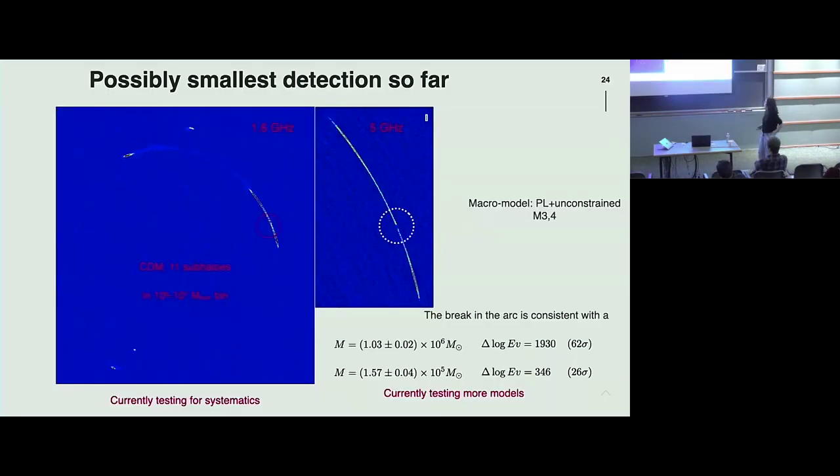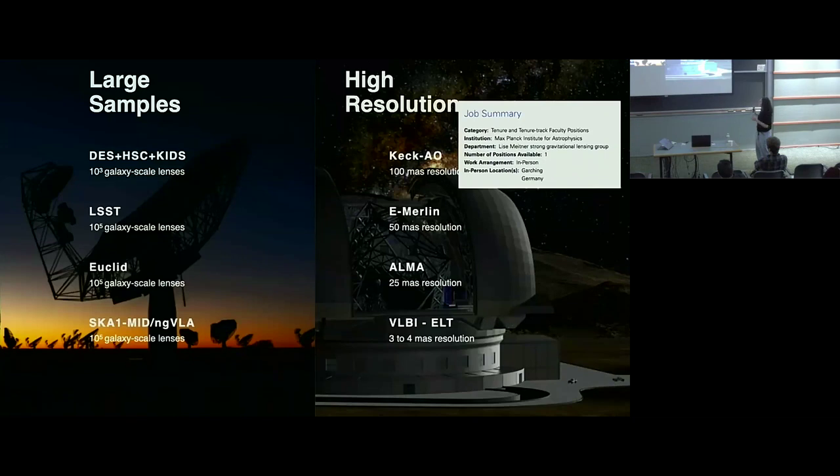So to end on a nice note, we detected one 10 to the 6. The question is how many more of these we could do. And it's a great time for lensing. Euclid is really on the way to detect loads of lenses. Hopefully SKA will follow, and we already have high resolution facilities. I hear from a colleague next door that ELT is on track, and so it is really an exciting time to work on lensing.